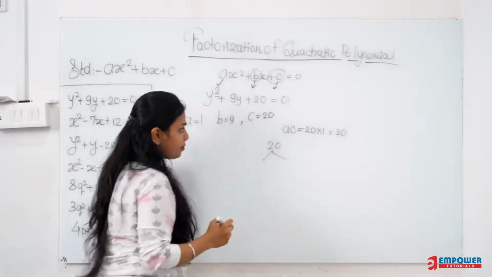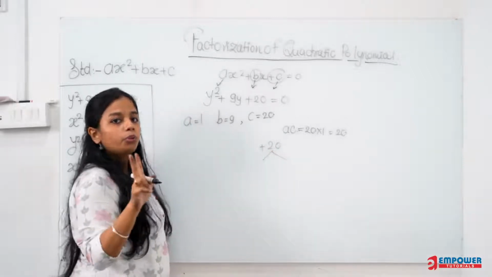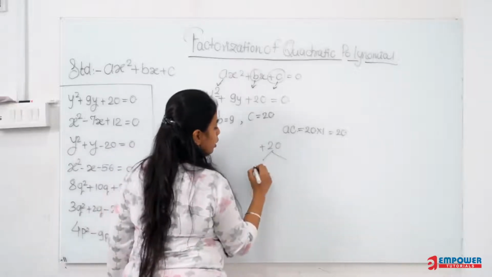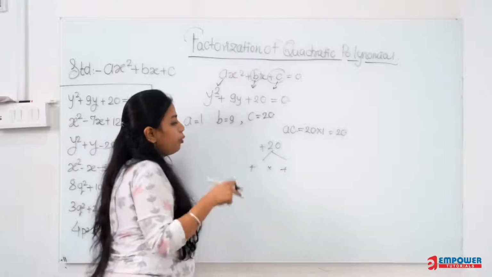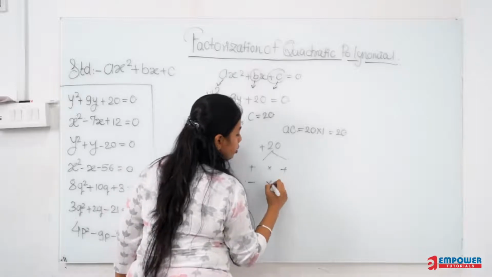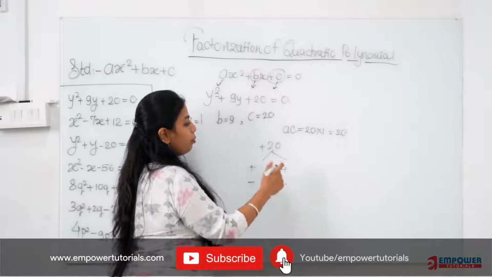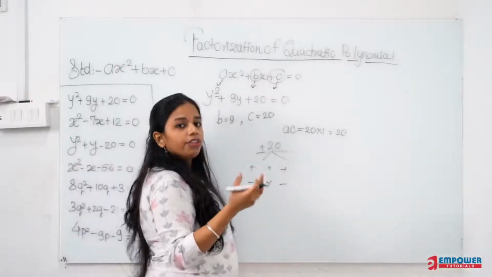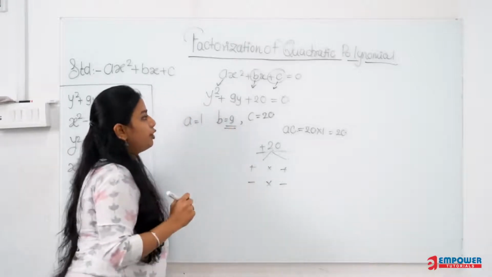So what will be the factors of 20? Since 20 is a positive number, there are two chances of getting 20 as a positive number, right? You can have two positive factors, because the multiplication of two positive numbers will give me a positive answer, right? And you can have two negative factors, because the multiplication of two negative numbers will give me a positive number as the answer. Now how to decide which number to choose? So you will look for the coefficient of b.